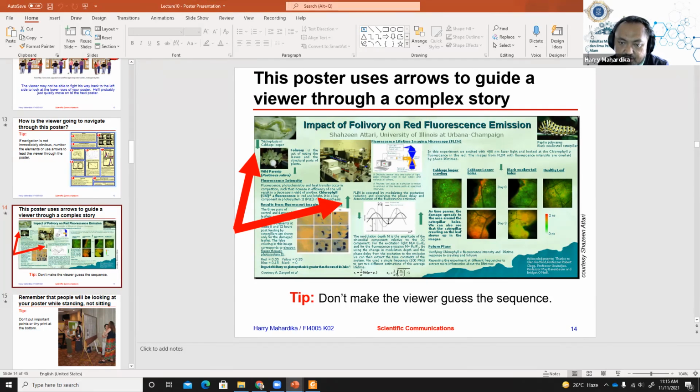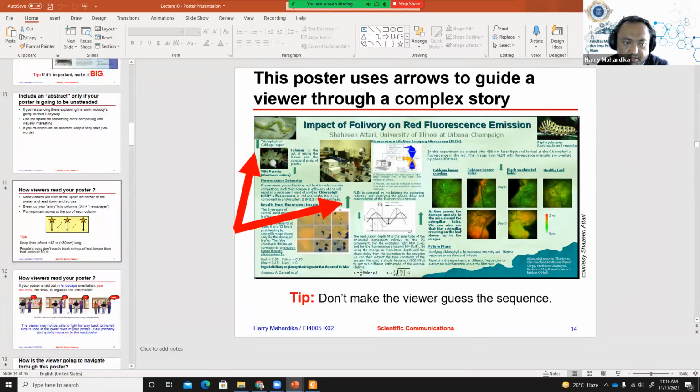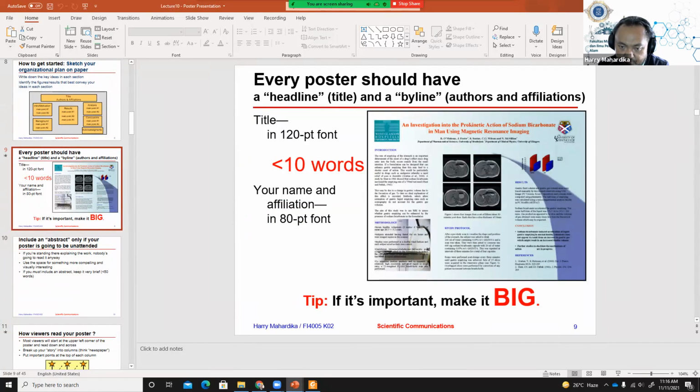So Shazin here is a single name in this particular poster, and is showing her progress on her study on the impact of fluorophore on red fluorescent emission. So it's related to physics and biological science. So it's interdisciplinary, but since this is created by a student, the author is a single author. But let me see an example here.